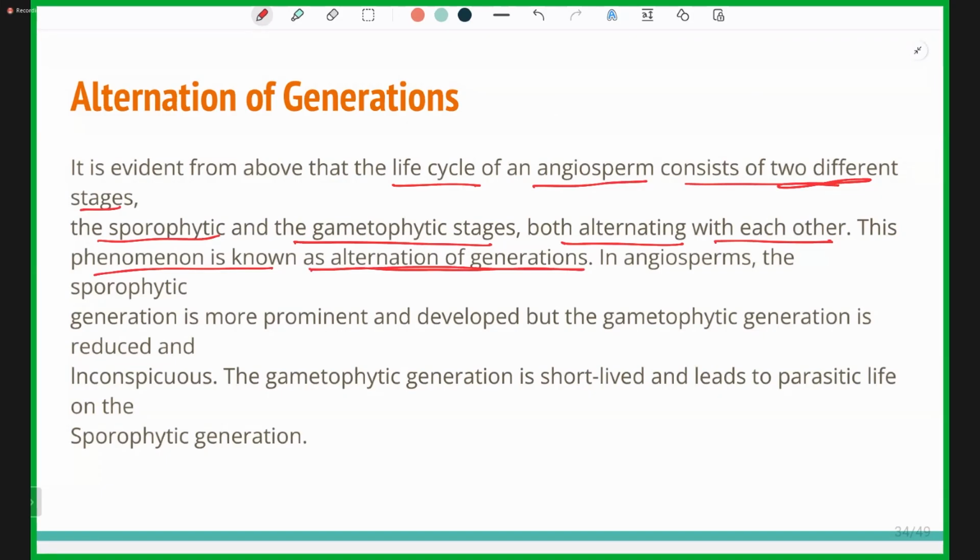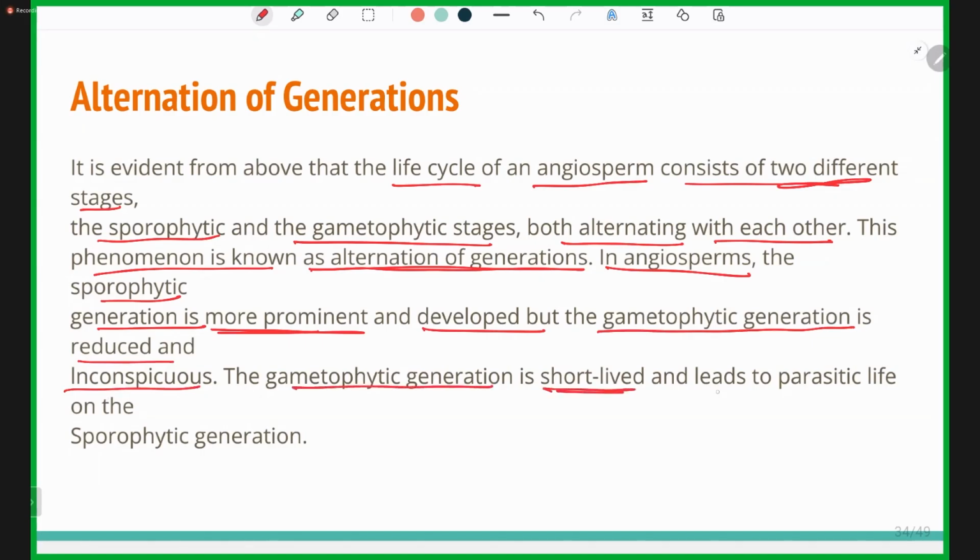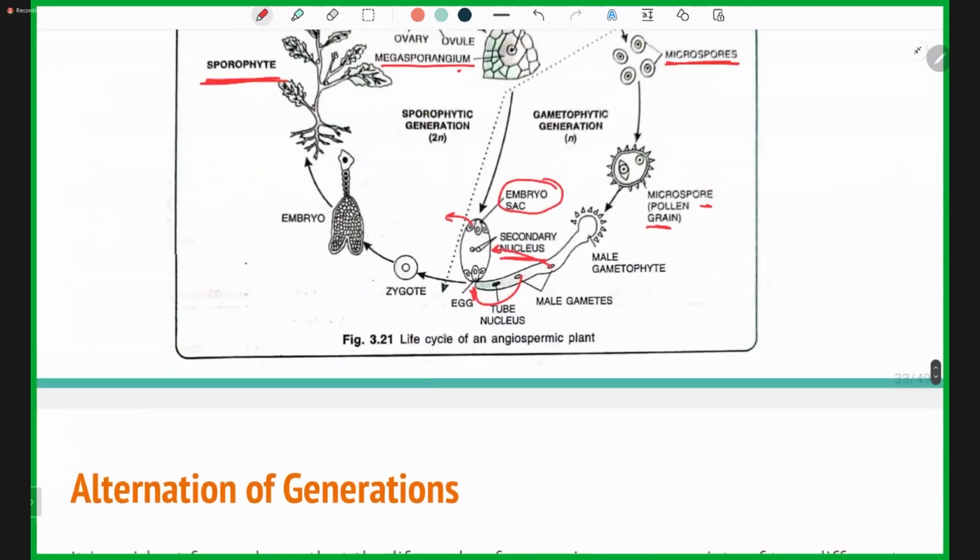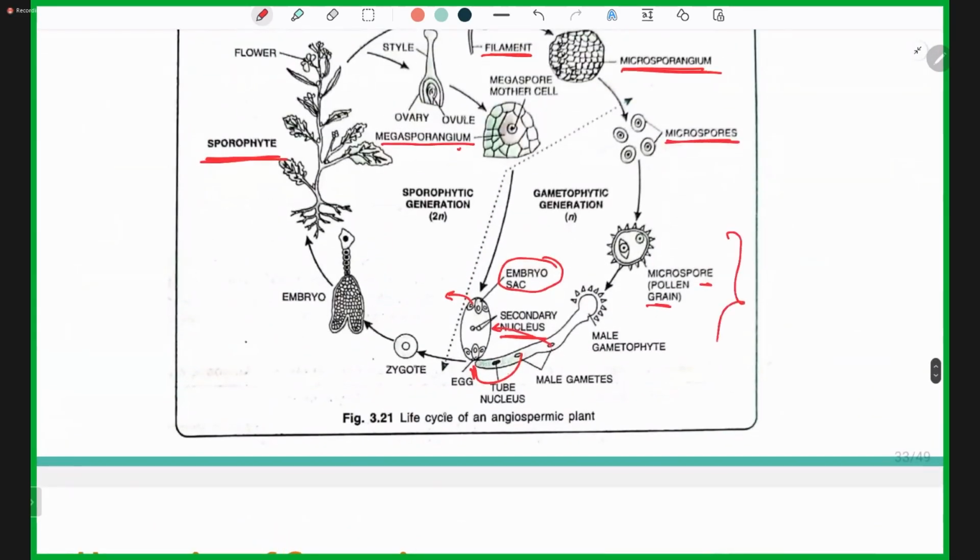The gametophytic generation gets converted by fusion into the sporophytic, and then the sporophytic plant gives rise to the production of a gametophytic plant. In angiosperms, the sporophytic generation is more prominent and developed, but the gametophytic generation is reduced and inconspicuous, very small and reduced. The gametophytic generation is short-lived and leads a parasitic life on the sporophytic generation. We can see that the gametophytic part, which is present from here to here, is dependent on the sporophytic plant body, so they are the parasites.